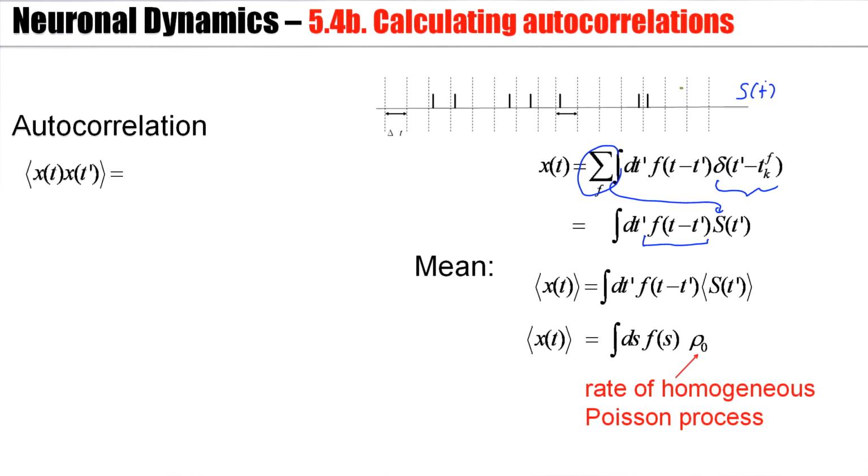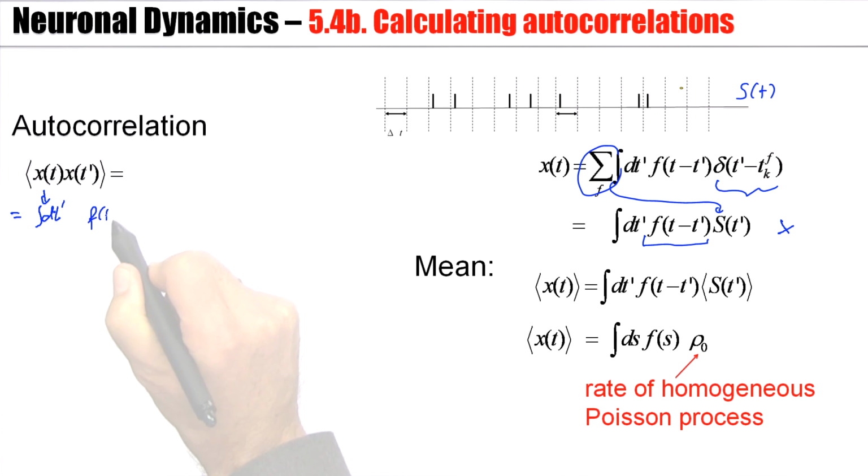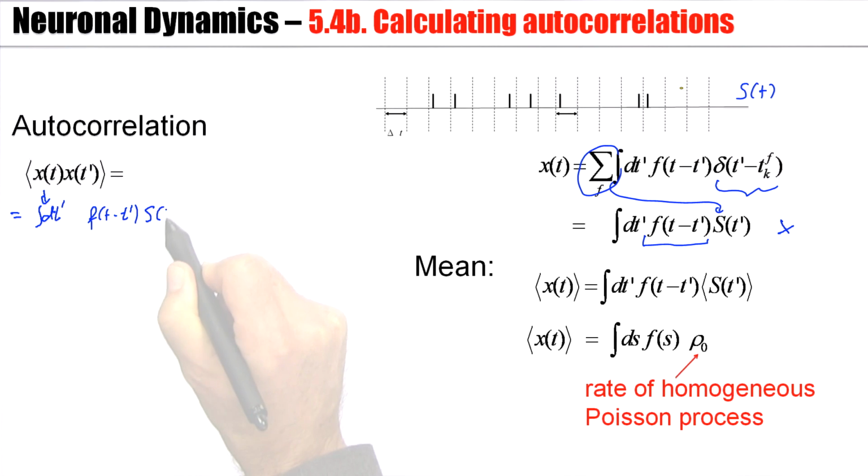Now what we are interested in now is the autocorrelation. So my value x at time t might be related to the value at a later time t prime. Now let's see whether we can use the same kind of procedure to write this down. So for x of t, I take the formula over here. I say this is the integral dt prime and then f of t minus t prime, S of t prime.